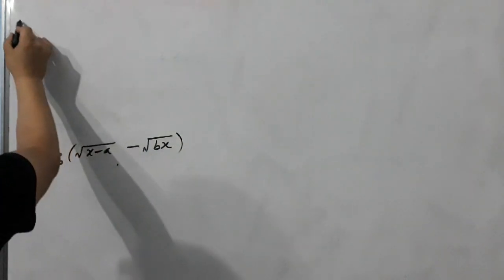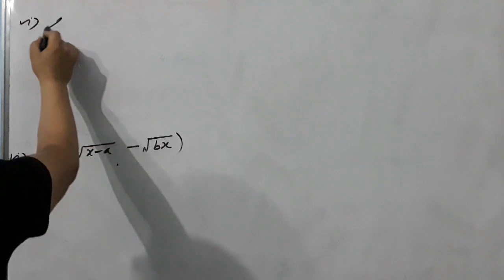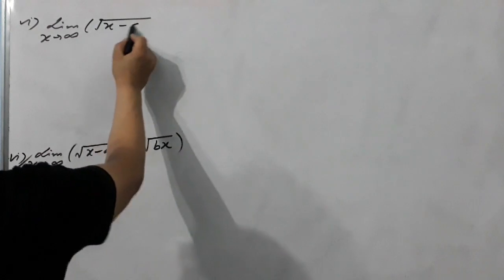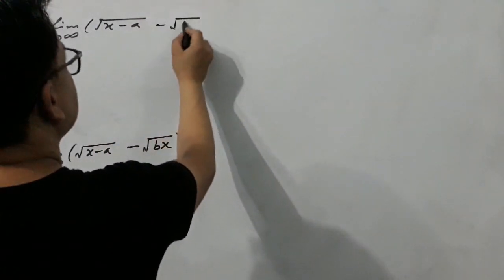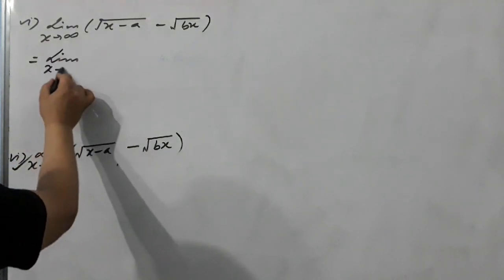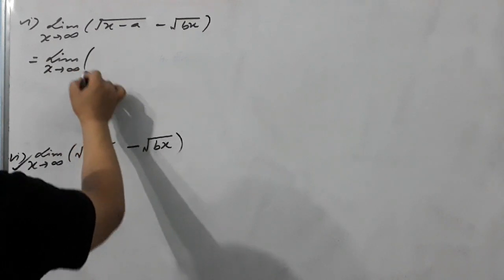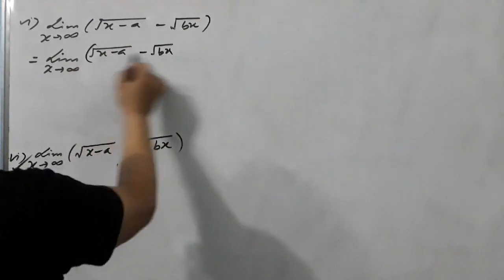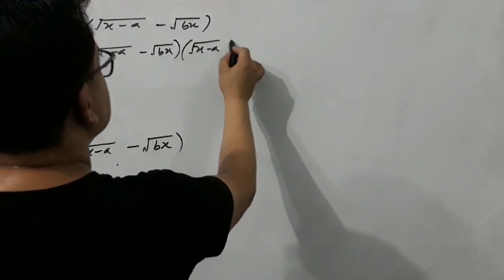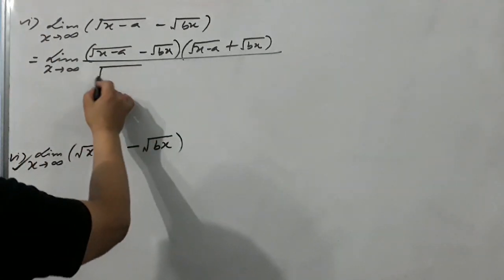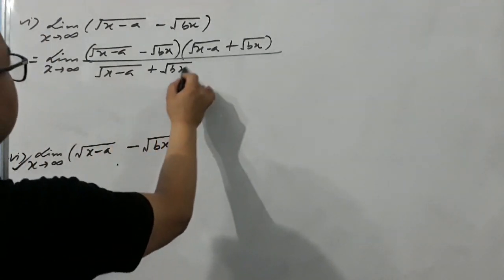Question number 6. Limit as x tends to infinity of root x minus a minus root bx. This is a little bit different question. You need to apply the same method. As x tends to infinity, multiply by the conjugate: root x minus a minus root bx, and here root x minus a plus root bx, over root x minus a plus root bx.